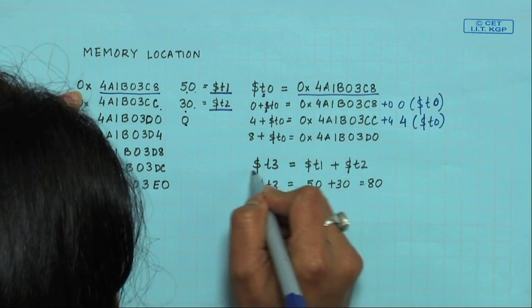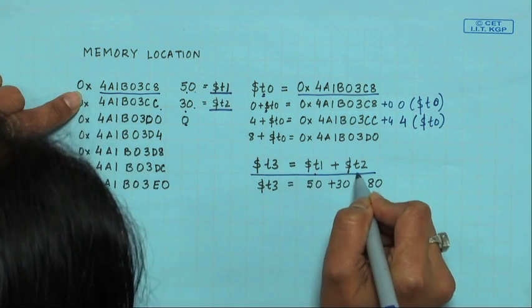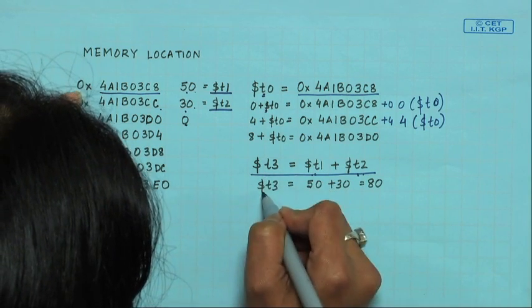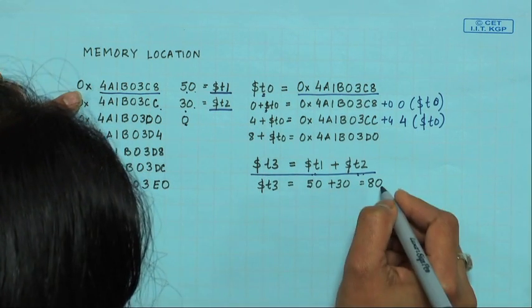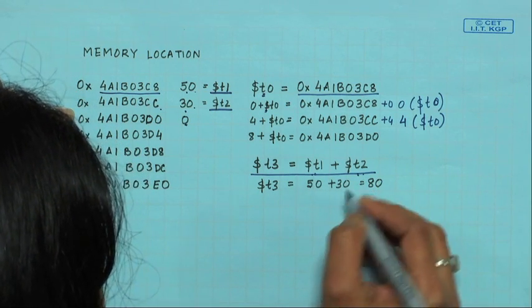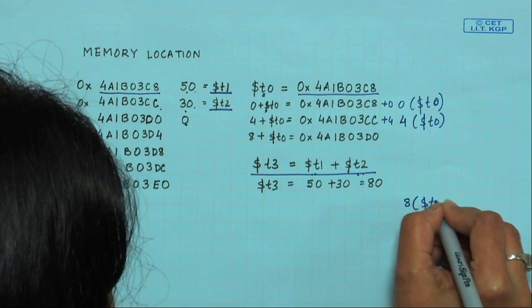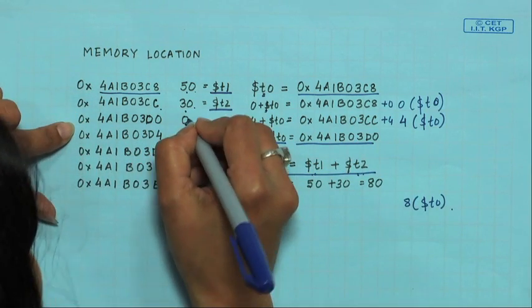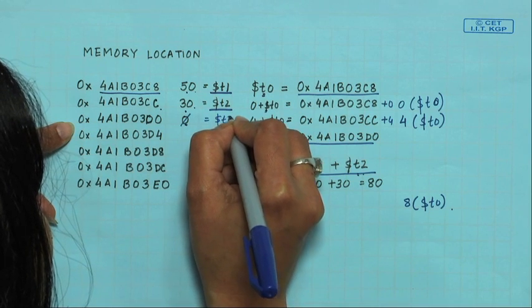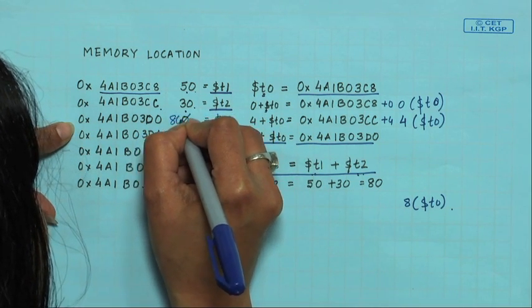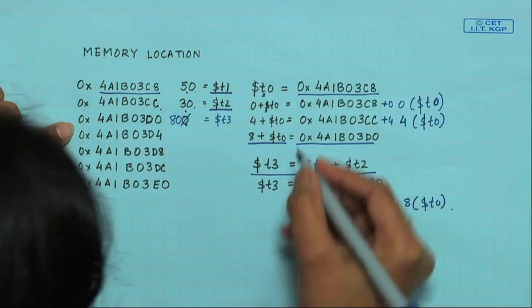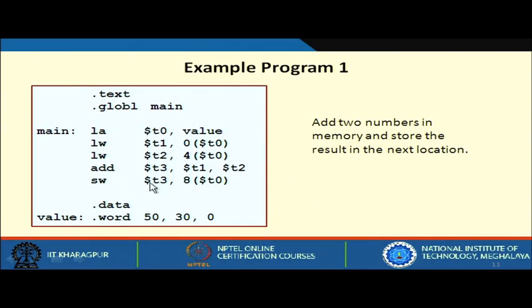Now, I am doing an operation which is T3 equals T1 plus T2. T1 and T2 are 50 and 30, which get added and stored in T3. So, in T3 now I have 80. Now, this 80 I have to store in 8 of $T0. So, 8 of $T0 is this location, where after this operation T3 will be stored, where T3 is now 80. So, 80 will be stored after execution of this SW. This store word operation will store the value of T3 into this memory location.